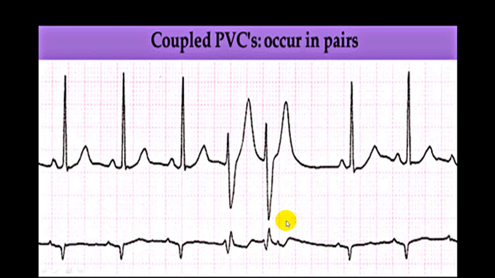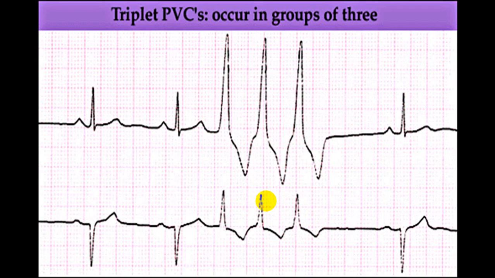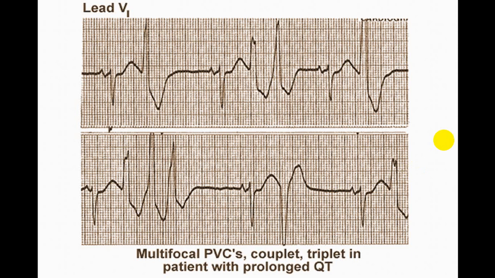Again, these are couplets. You can see very clearly couplets, which can be seen in a pair. These are triplets, 3 ventricular contractions. You can see clearly 3 ventricular beats, so we call them triplets. Here you can see a single followed by a couplet, again a single. Now this is a triplet. Then again there is a single, again there is a single.